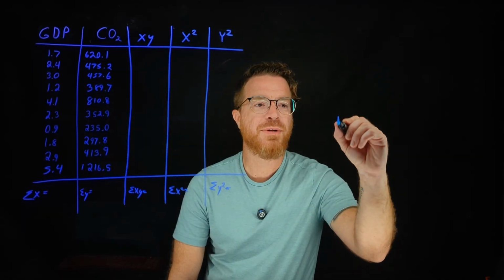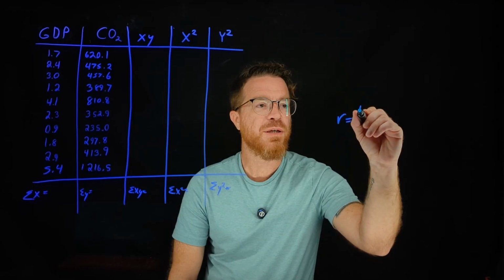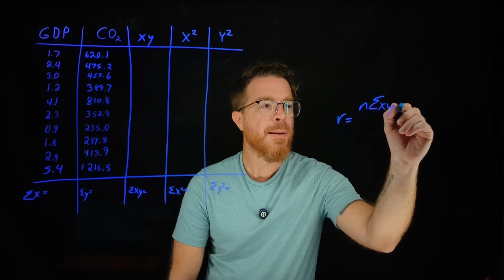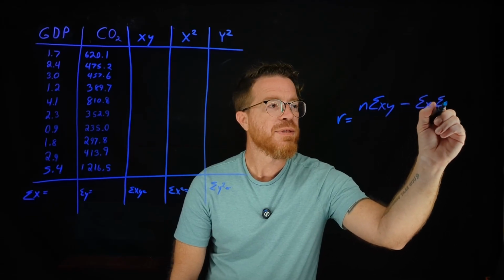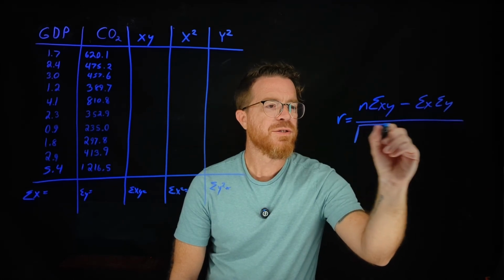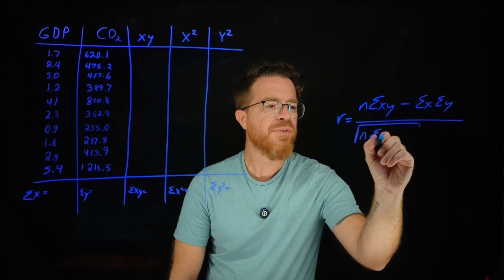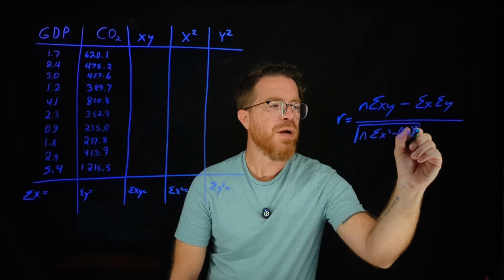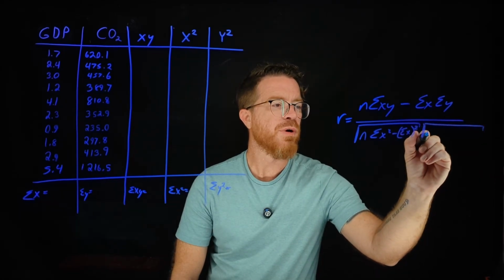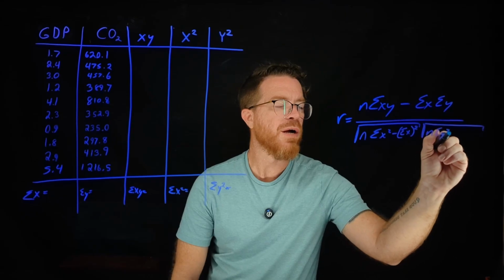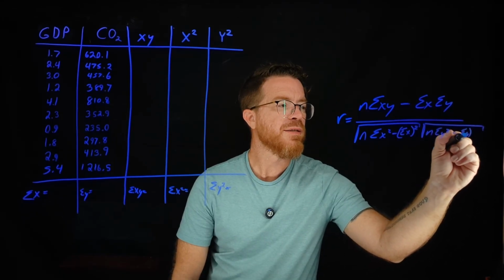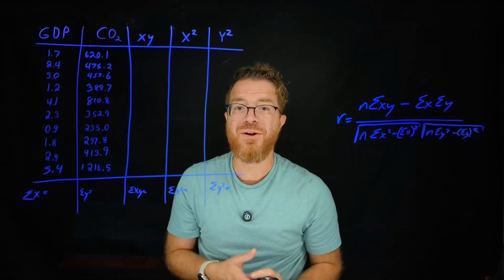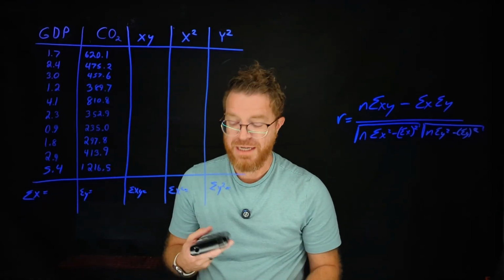That will let us calculate the correlation coefficient, which is equal to n times the sum of xy minus the sum of x times the sum of y, divided by the square root of n times the sum of x squared minus the sum of the x's squared, times the square root of n times the sum of y squared minus the sum of the y's squared. And this table will let us do this step by step so we can get all these numbers. I have my calculator here and we're going to calculate it together.